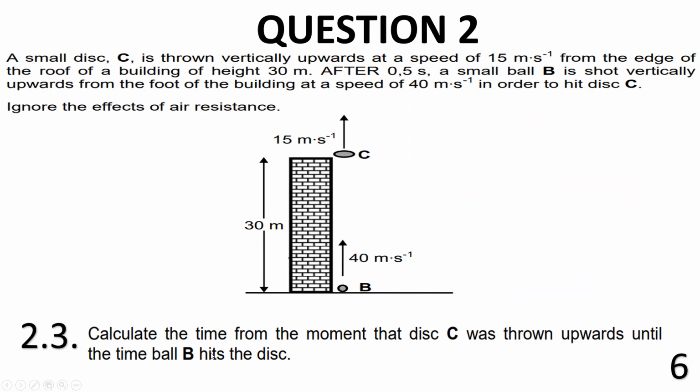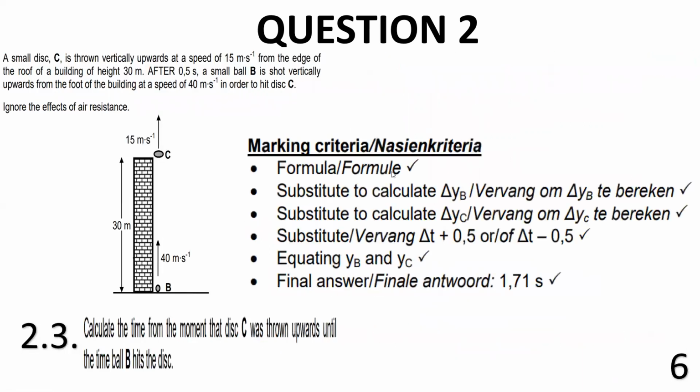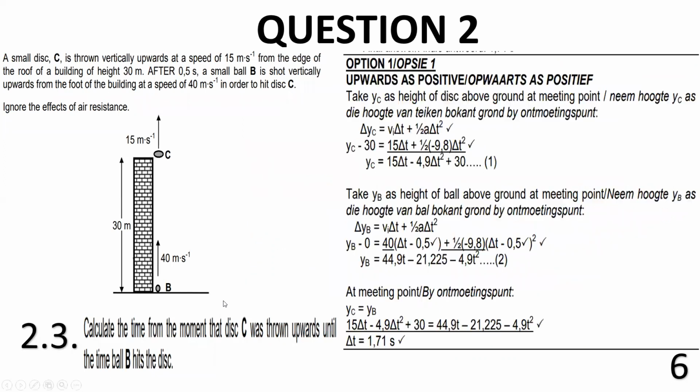Okay, next question now. Calculate the time from the moment that disk C was thrown upwards until the time ball B hits the disk. So we are calculating the time when they come together, when they touch each other. So what are we going to calculate now? Formula, substitute. So we are drawing. Okay, we are going to draw a graph, but before that, we must calculate time. How are we going to calculate this one?